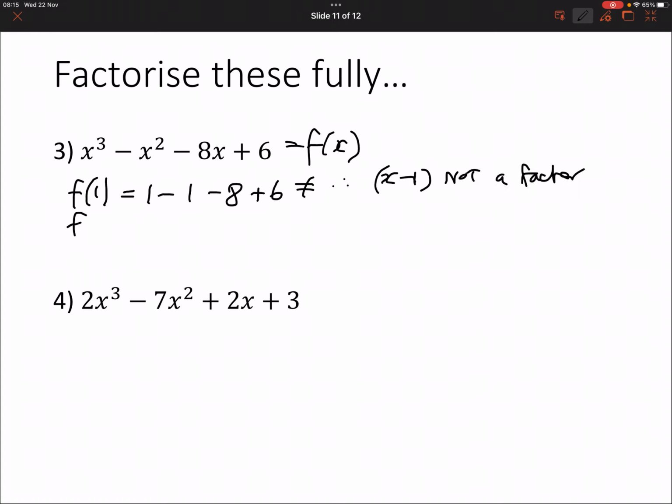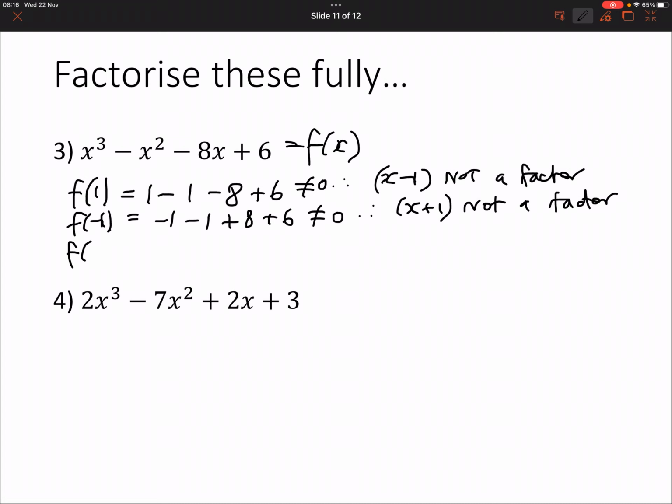Okay, let's try minus 1. f of minus 1 is minus 1 plus 8. Oh, no, minus 8 plus 6. Oh no, it is plus 8, plus 8 plus 6. Yeah, that doesn't work either, does it? So that's not 0. Therefore, x plus 1 is not a factor. And now I'm slightly worried that I've made up a question that doesn't work.